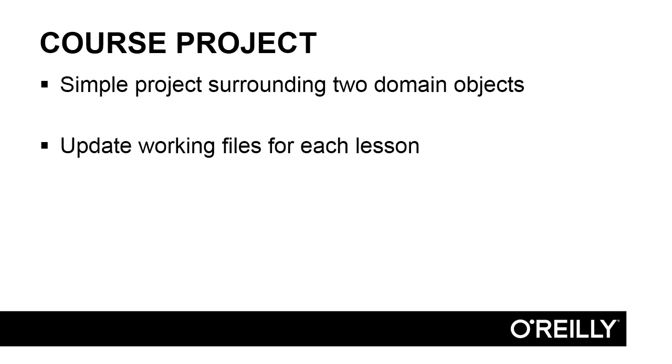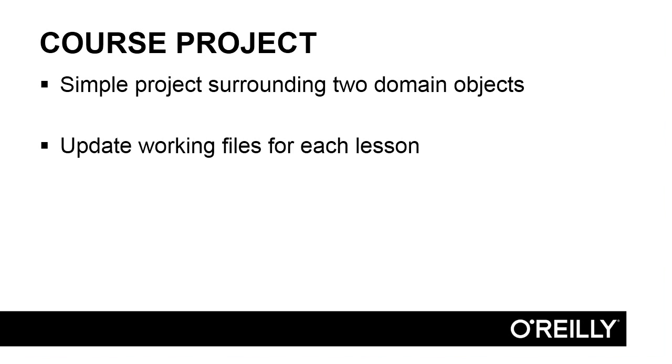Finally, I'd like to talk about our course project. So as we work through the different lessons within the course, we're going to be using a very simple project just to illustrate different demonstrations that showcase different features of the framework. When we do this, we're going to be working with a project that is built around two domain objects. One is a project and the other is a resource. So a resource would be something like a staff member, maybe a computer, or some other resource that we need to complete a project.